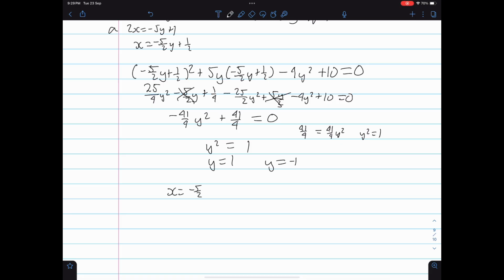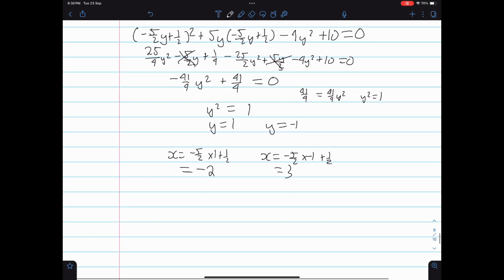x equals minus 5 over 2 times 1 plus half, which will just be minus 2. Or x can equal minus 5 over 2 times minus 1 plus half. So that's 5 over 2 positive plus half, which is 6 over 2, which is 3. So A and B are at minus 2, 1, and 3, minus 1.